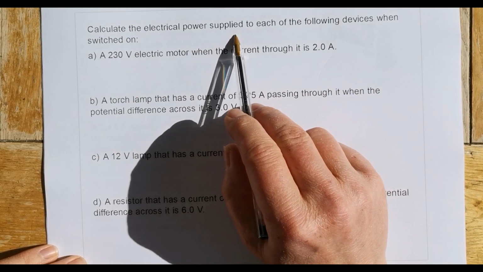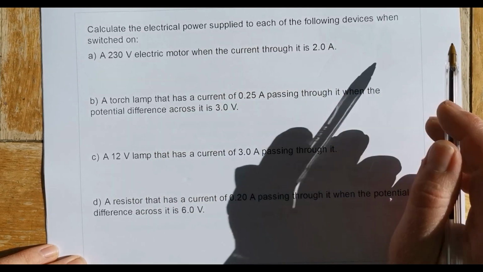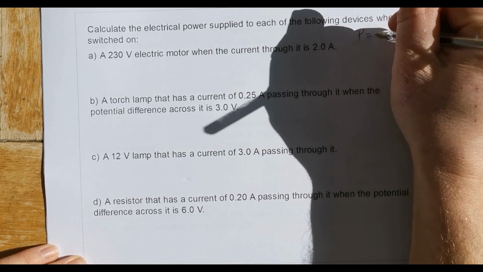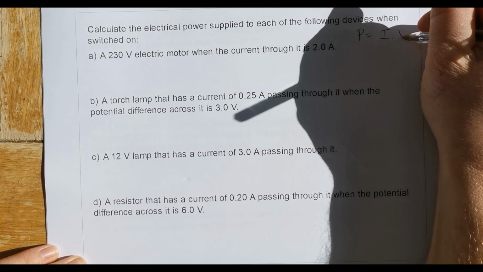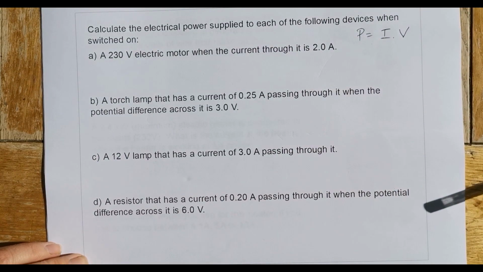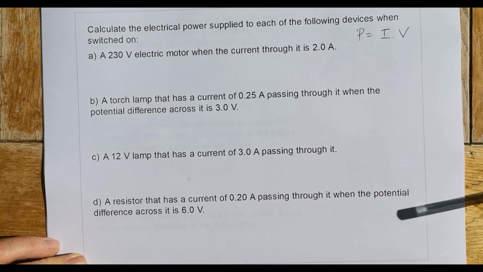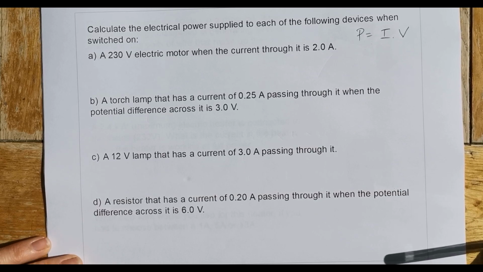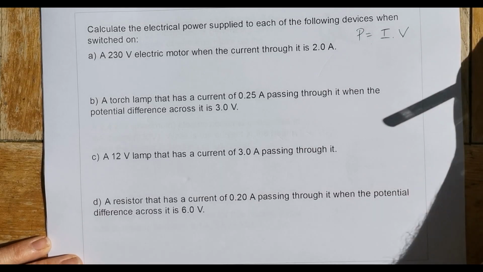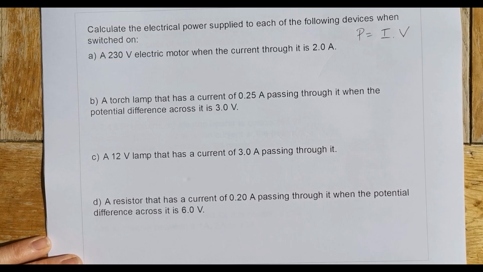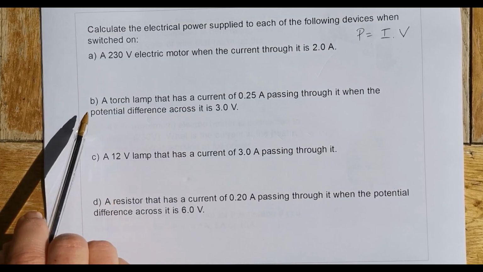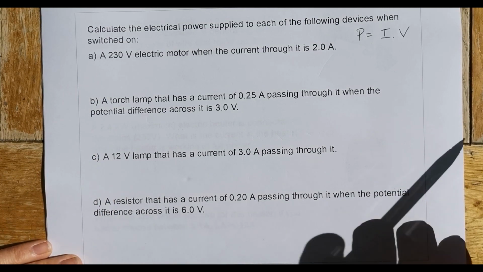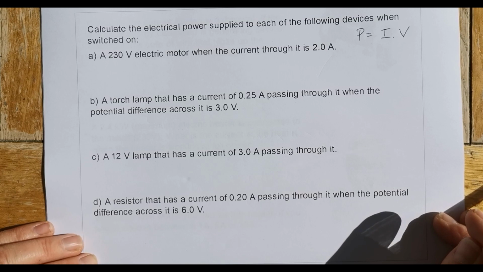Calculate the electrical power supplied to each of the following. In every single case here, the formula is going to be P equals IV. Now, in this lesson, we don't really need to worry too much about which formula to use, but this is the skill that we're developing when we're doing physics. The lesson is about P equals IV, so it's really important in every single question to write out which formula you're going to use to solve.